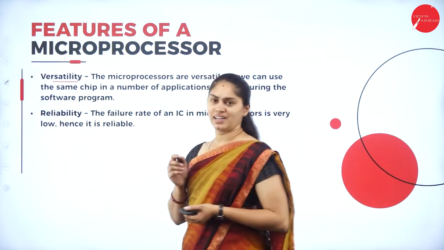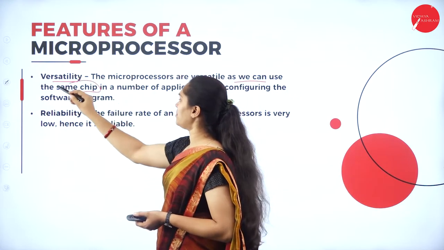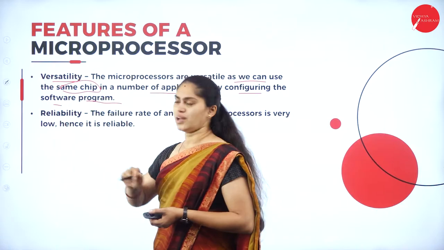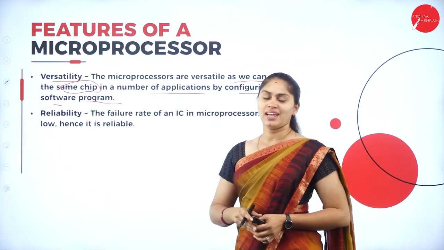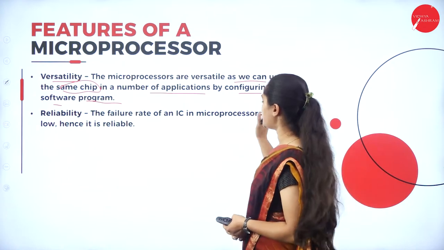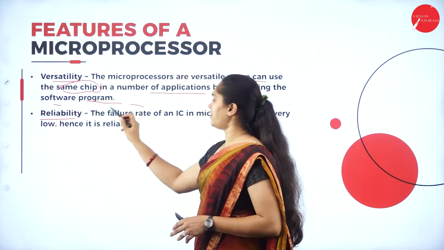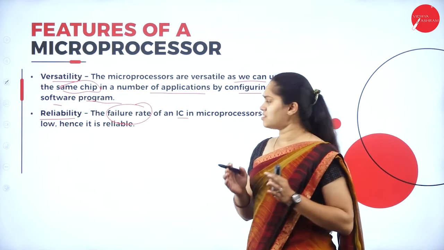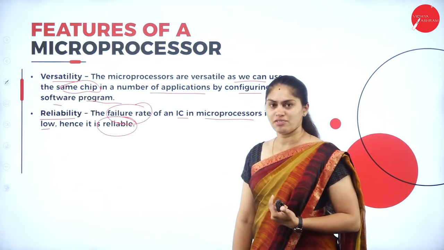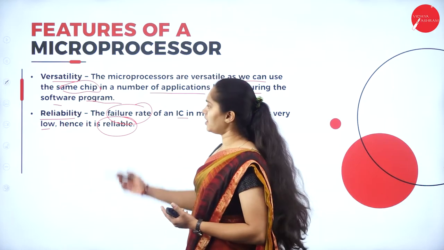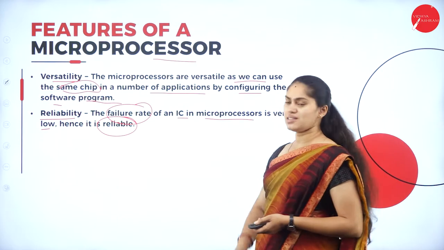It's also versatile in nature; versatility is very high in the microprocessor. Why? Because we can use the same chip in a number of applications by configuring the software program. This microprocessor is not meant for a particular application, so you can use it for n number of purposes by just changing the configuration of a software program. And there is reliability, which means we can trust it. The failure rate of an IC, or integrated circuit, in the microprocessor is very low. That's why it's reliable in nature. So it's cost effective, smaller in size, consumes less power, versatile, and reliable. These are the features we have with respect to this microprocessor.